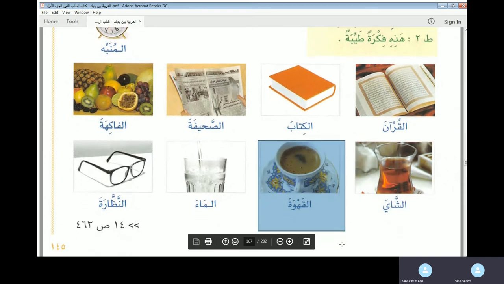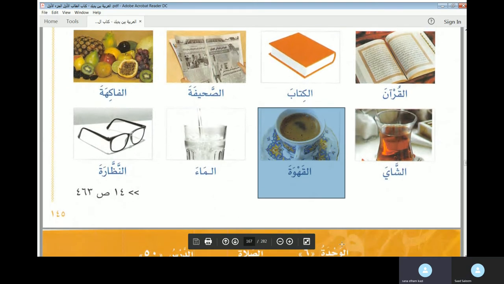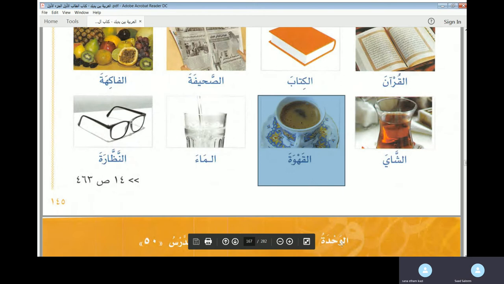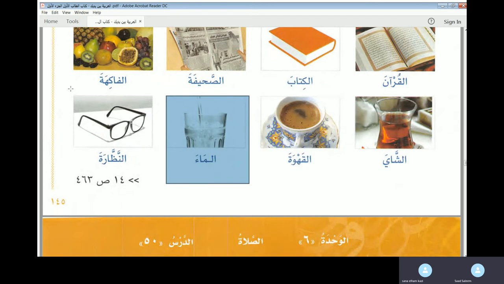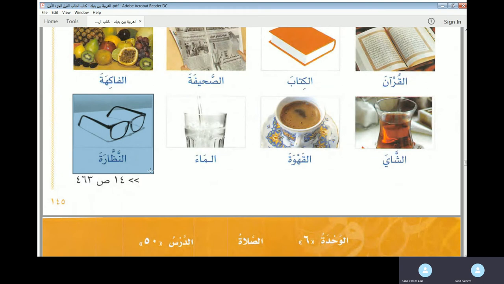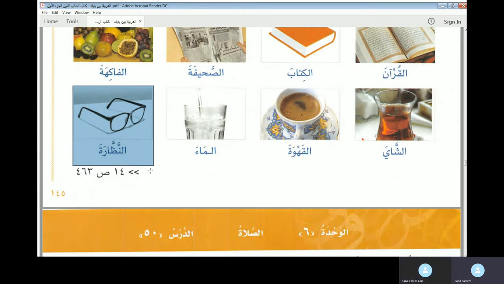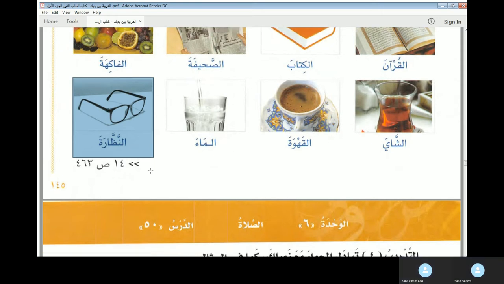ضع القهوة بجانبك. هذه فكرة طيبة. ضع الماء بجانبك. Put the water beside you. هذه فكرة طيبة. This is a good idea. ضع النظارة بجانبك. هذه فكرة طيبة.